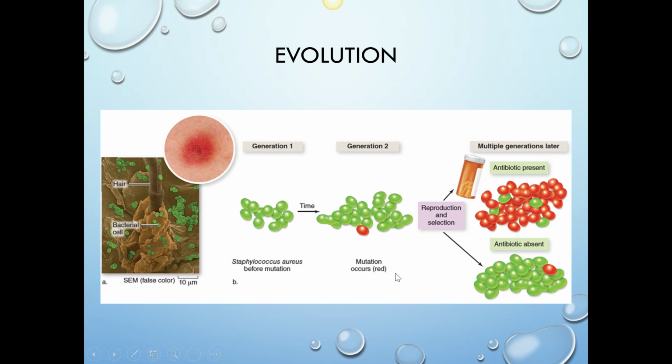Descent with modification. Our modification is our mutation, and we're changing from one generation to the next. Because this generation wasn't resistant at all over here, this generation had only one that was resistant, and now this generation had almost all of them that were resistant. So over the course of a period of time, after many generations, you'll notice differences, and that's what evolution is, at least in this aspect of the course.